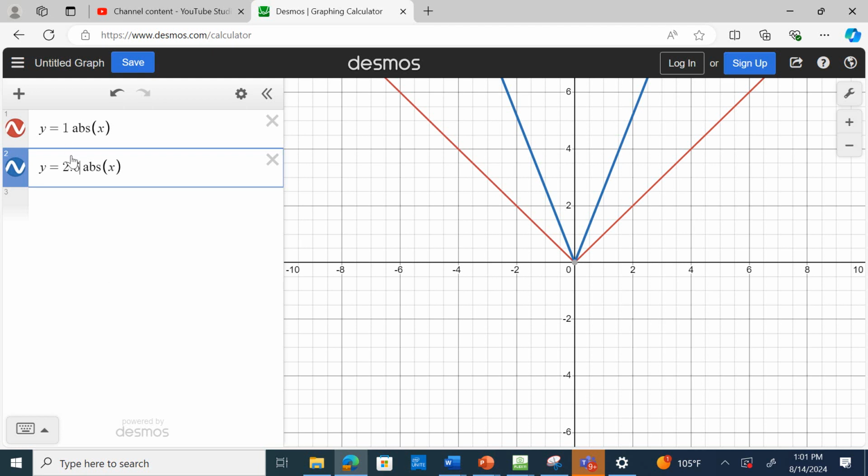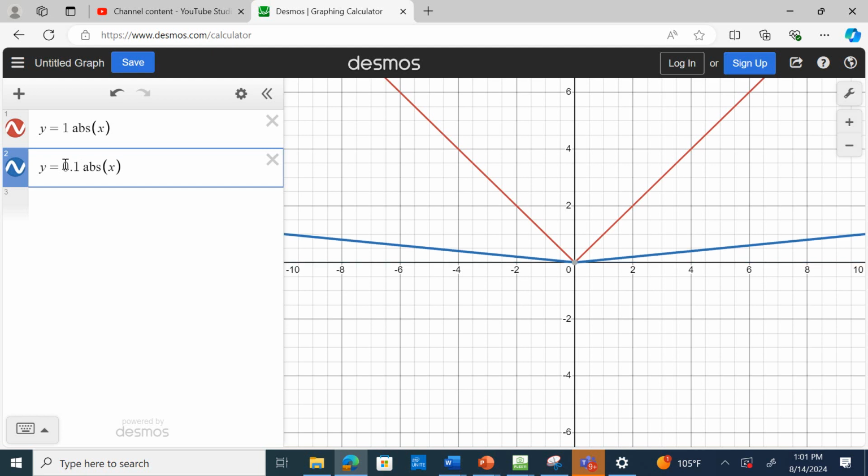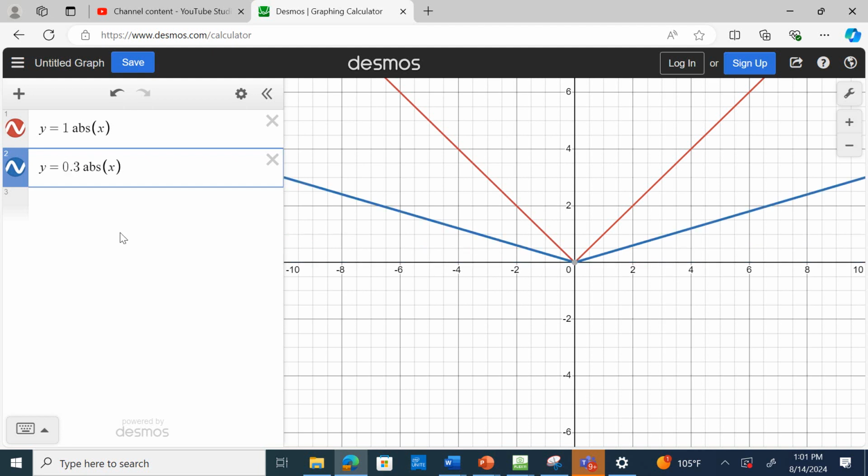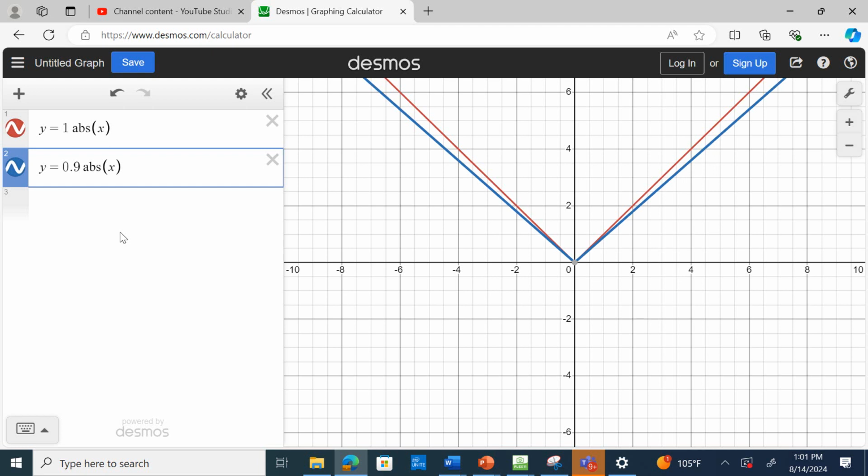Now, if this number in front is anything between 0 and 1, like 0.1, for instance, we can see it's compressed or it's flattened out. We use the word compressed. 0.3, it's compressed by a factor of 0.3. 0.99 is still less than 1. It's compressed by a factor of 0.9 in this case.